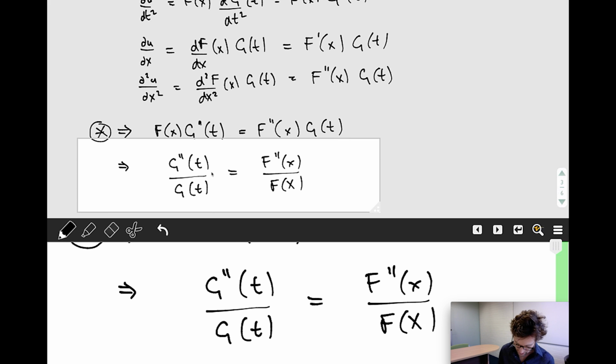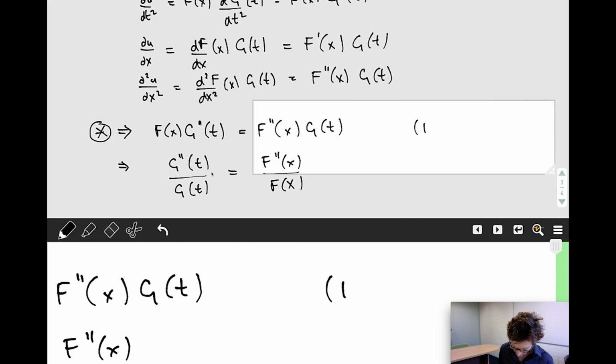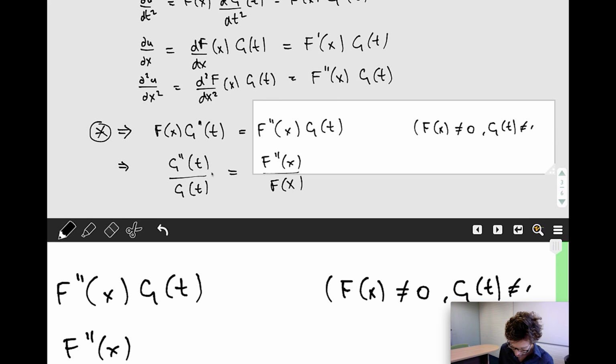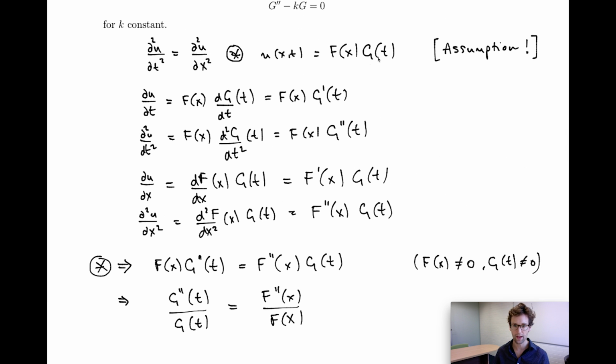And you notice that there's an implicit assumption here that f of x is not equal to 0 and g of t is not equal to 0. And that's a perfectly reasonable assumption, because if f or g was equal to 0, then by my assumption that u was equal to f times g, I'd have u is equal to 0. In other words, the string is not actually moving at all.